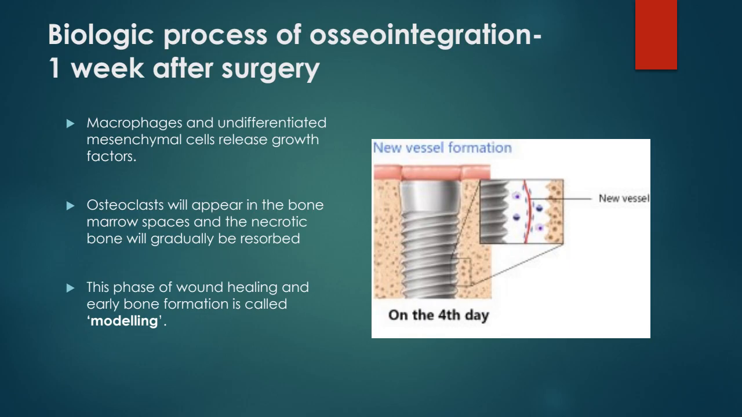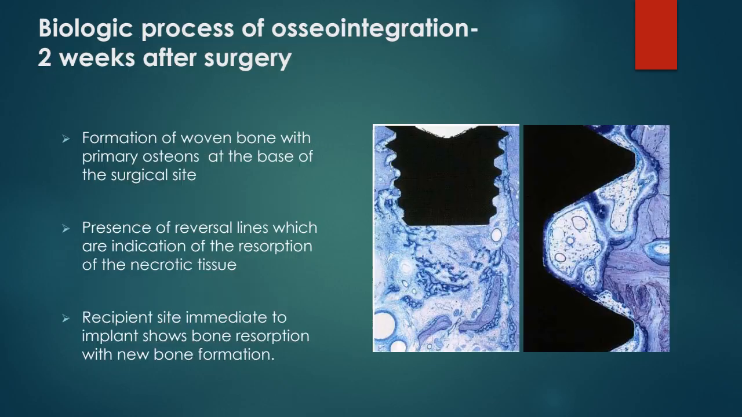Within 1 week, okay, we're going to see mesenchymal cells, and growth factors are released in the sites. The osteoclasts will start resorbing the necrotic bone that happened due to the drilling. And this phase of wound healing is usually called modeling. Okay? At 2 weeks, notice at 2 weeks we start to see the formation of woven bone, which continues to the 4th week. Immature, slightly fibrous, blood vessels; the recipient site of an immediate implant shows resorption and also bone formation at the same time. So this is still an immature kind of bone.